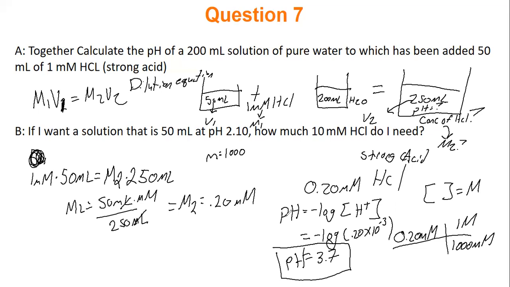So for B, I want a solution that is 50 milliliters with a pH of 2.10. I have an unlimited amount of 10 millimolar HCl. I want to know what volume of 10 millimolar HCl I need to make this solution.